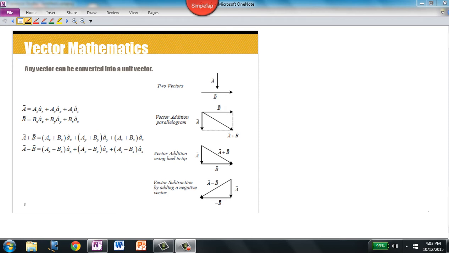When we talk about vector mathematics and electricity and magnetism, normally we're going to be adding vectors, subtracting vectors, and multiplying vectors. So I want to review those operations with you.